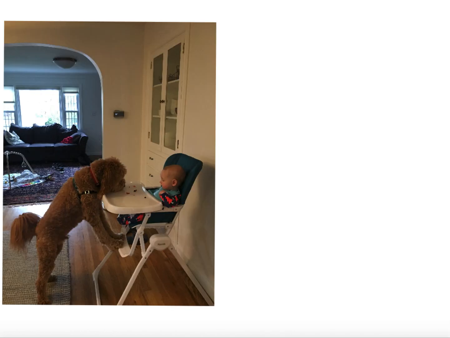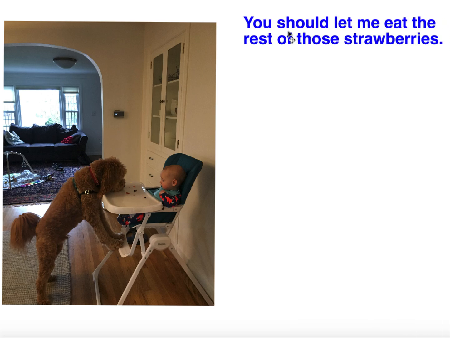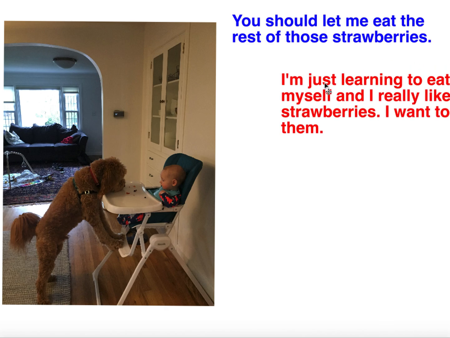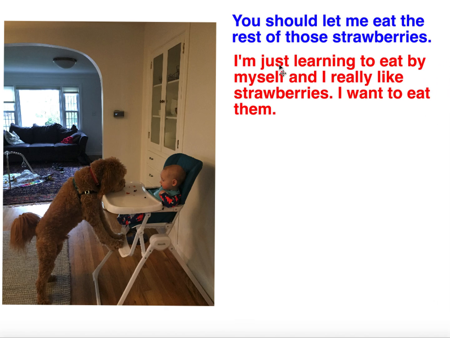So this is a picture of my dog, Watson, and my daughter Elizabeth. It was taken about a year ago when she was learning to eat solids. So let's imagine that we're overhearing this conversation. Watson is trying to convince Elizabeth to let him eat her strawberries. So here's Watson. You should let me eat the rest of those strawberries. Here's Elizabeth. I'm just learning to eat by myself and I really like strawberries. I want to eat them.